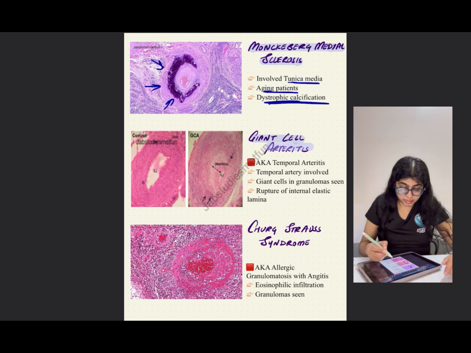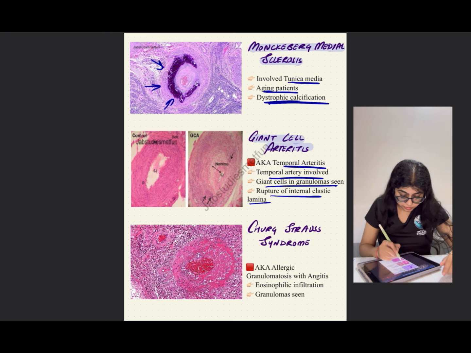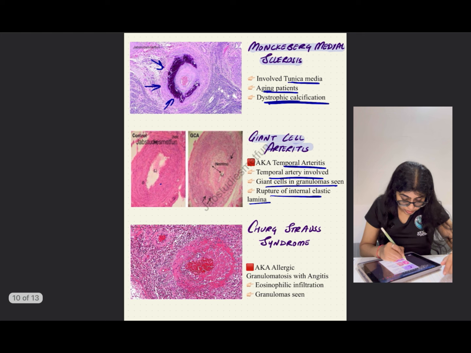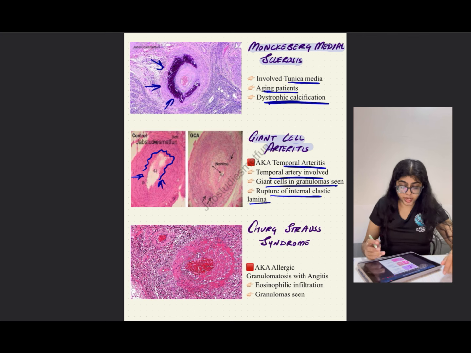Giant cell arteritis, also known as temporal arteritis. The temporal artery is involved. Giant cells in granuloma are seen, and there is a rupture of the internal elastic lamina. I'm not sure if it's that clear or not, but the internal elastic lamina is pretty much continuous over here, but over here it is ruptured. So that is the characteristic feature of giant cell arteritis.